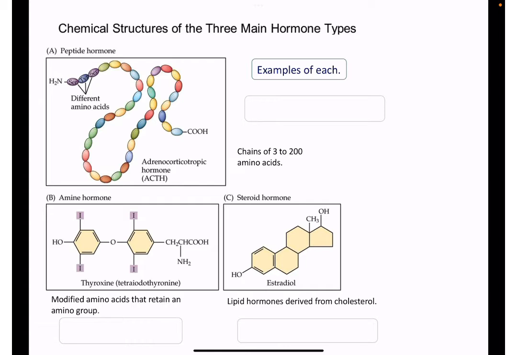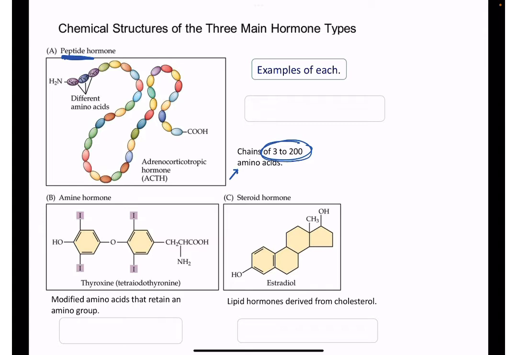And the last thing I want to talk about are the different chemical structures of hormones, the different molecules that hormones can be made of. And there's 3 categories of chemical structures that hormones can be made of. And one of those are peptide hormones, or also called protein hormones. These are hormones made up of chains of amino acids, anywhere from 3 to 200 amino acids in length. So these are peptide hormones or protein hormones.